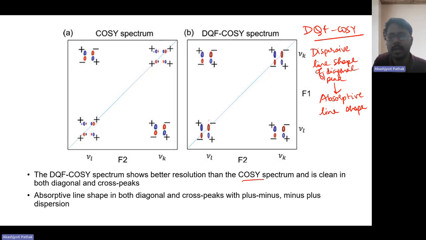So this method helps to improve the resolution of the COSY spectrum, and it is clean in both diagonals and cross peaks. Absorptive line shape in both diagonal and cross peak with plus minus minus plus dispersion. So both this cross peak and the diagonal peak will have this plus minus minus plus signs, right?